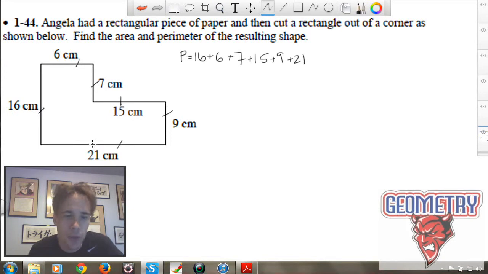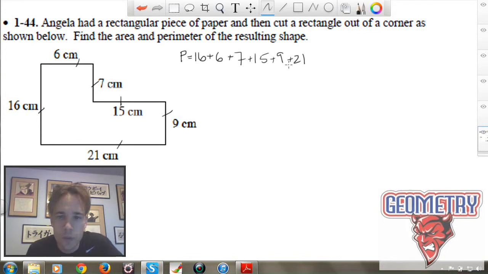Sometimes we encounter problems where not everything is labeled, and you're going to have to use some logic to figure out how long a particular segment is, knowing that perhaps the two segments of one side added together should be the same as the other. So just keep that in mind in the future. So let's add all these together.